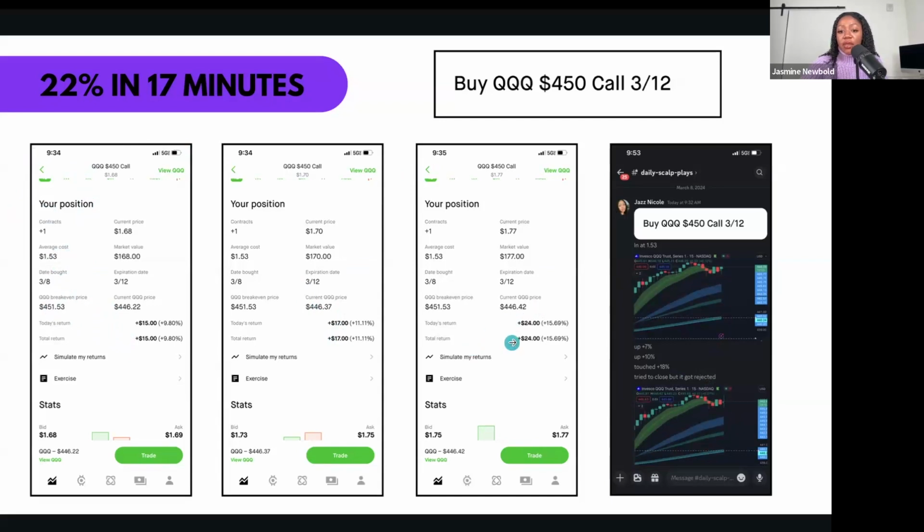Next minute, I'm up 15%. I was telling Discord here, I tried to close out at 18%, but it got rejected. So I'm waiting a little bit longer. And again, this is happening very quickly. I got in at 9:32. It's only 9:35, and I'm up 15% here. The contract is now worth $177.